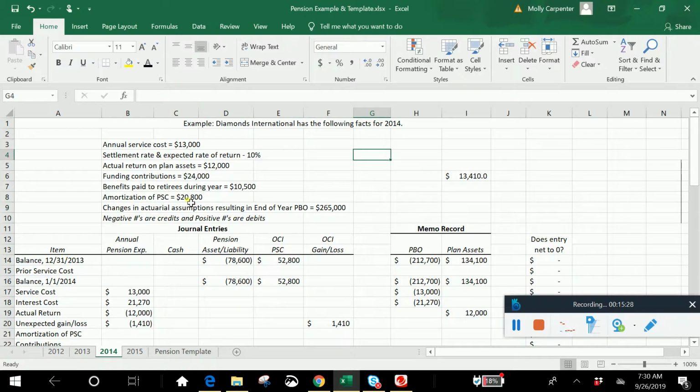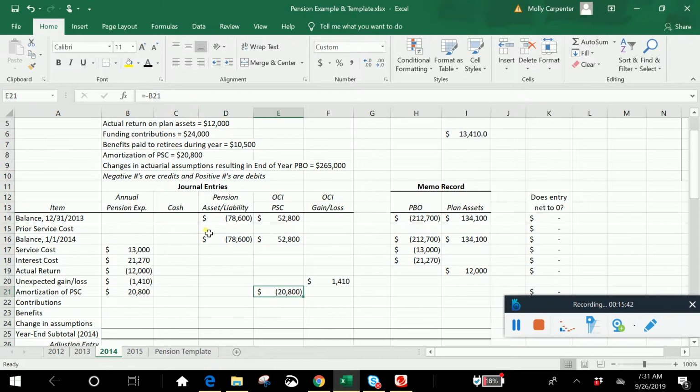Now, if we move on, we have the amortization of the prior service cost. That's going to increase our expense, and the decrease is to the OCI prior service cost account. We had contributions of $24,000, so that's a decrease to cash and an increase to the plan assets. And then we had benefits paid of $10,500, so a decrease to the plan assets with a corresponding decrease to the PBO.